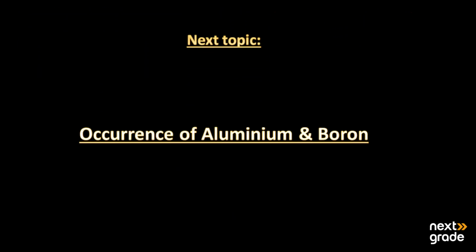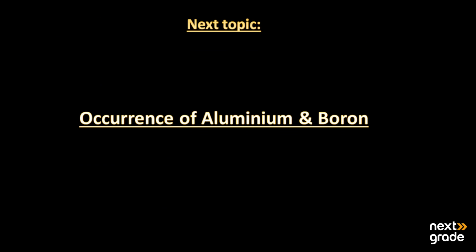And the next topic that we will discuss is the occurrence of aluminium and boron. So we will take the elements from group 3A. So we will study their occurrence, that is, how they are found in the form of different compounds.